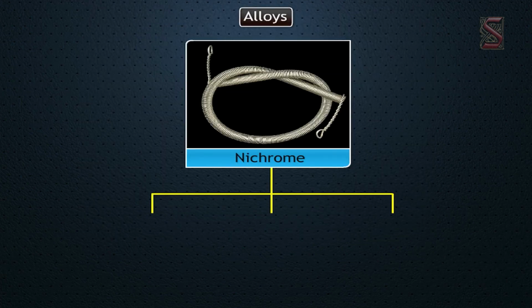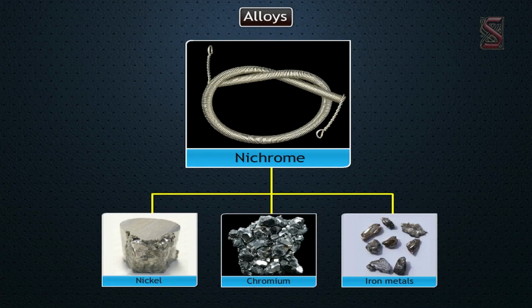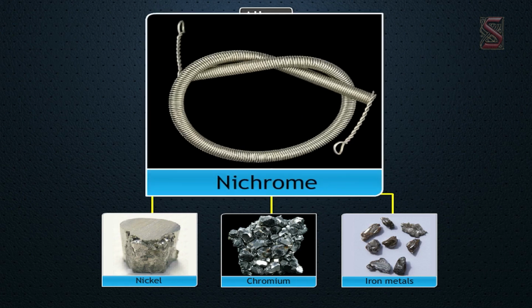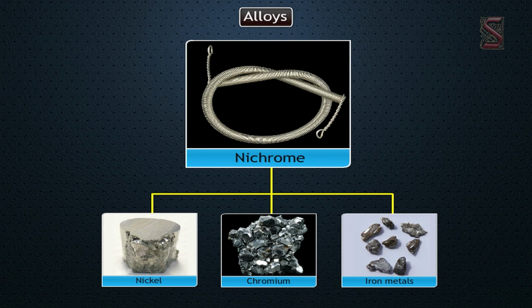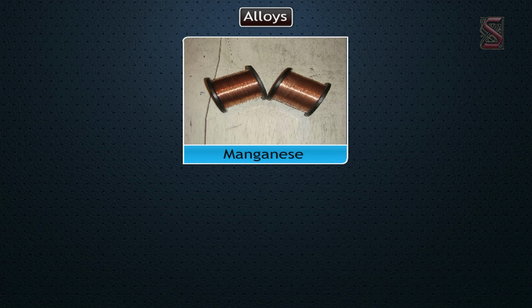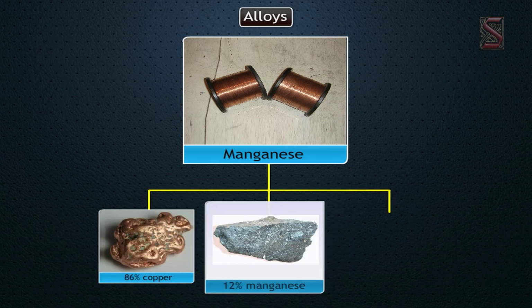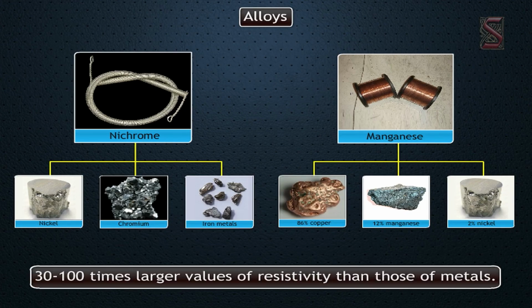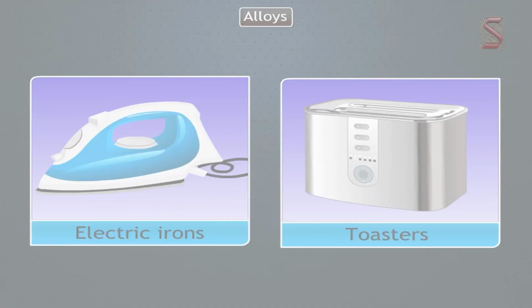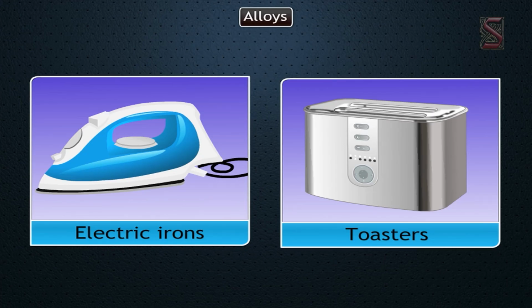Alloys like nichrome, nickel, chromium and iron. The alloys like nichrome also have the advantage that their resistance varies very little with temperature and they do not oxidize easily. And manganin, 86% copper, 12% manganese, 2% nickel, have 30 to 100 times larger values of resistivity than those of metals. This makes them suitable for use in the heating elements of electric irons, toasters, etc.